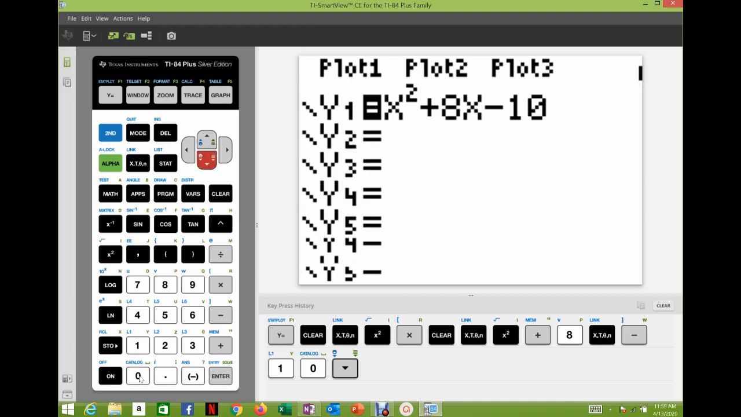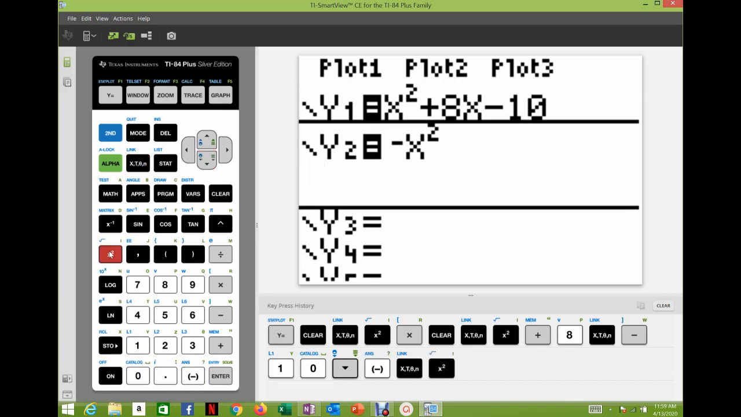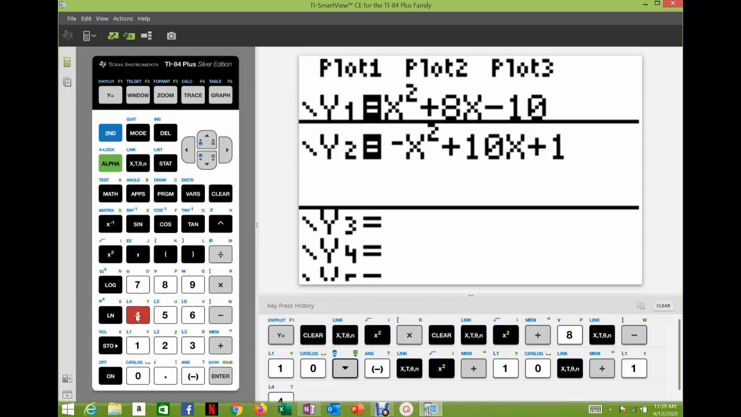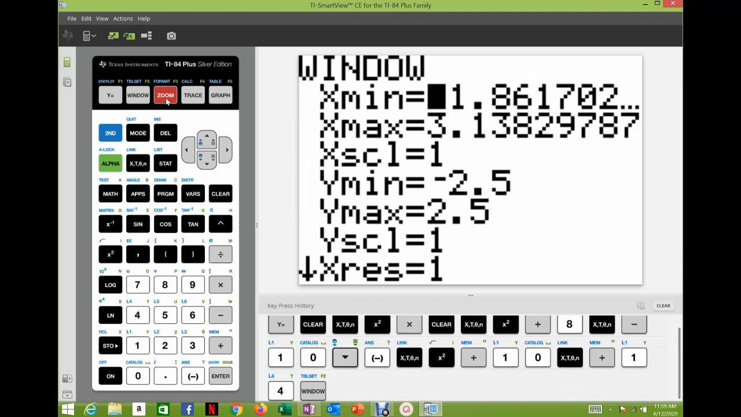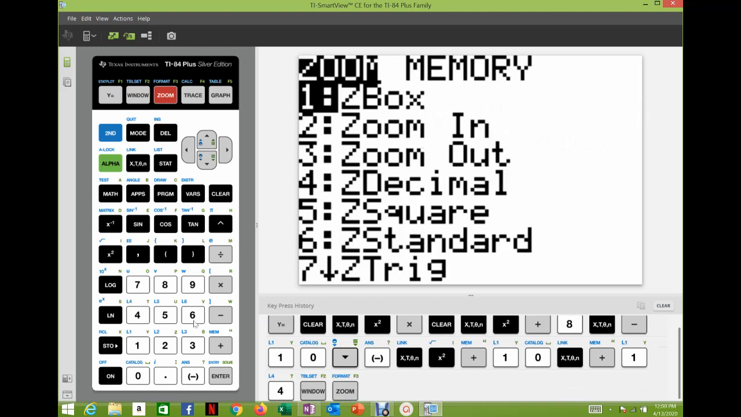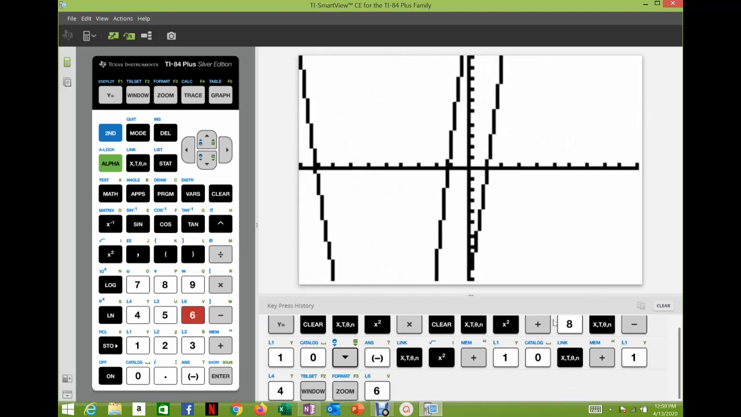And then my second function was negative x squared plus 10x plus 14. Alright, and I'm probably going to go back to a standard window. I may have to adjust my window. Sometimes the hardest part about these is finding the window. So I'm going to hit zoom standard. I am going to have to make my window a little bigger.